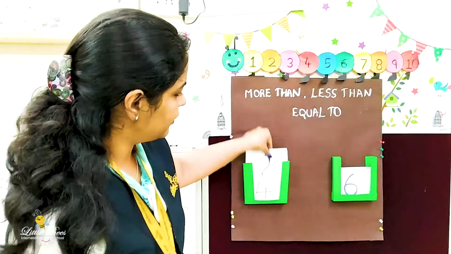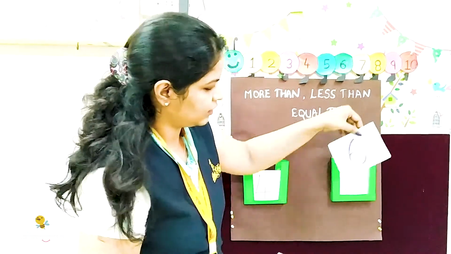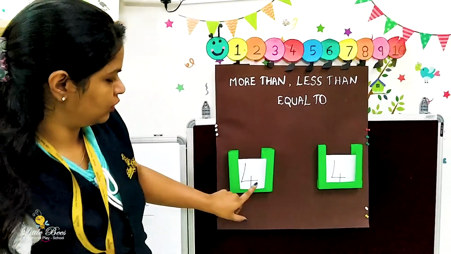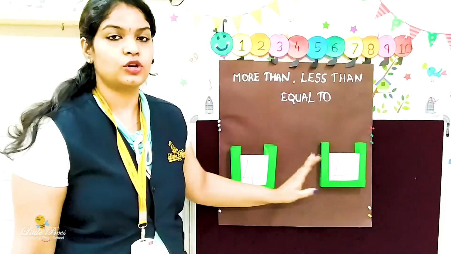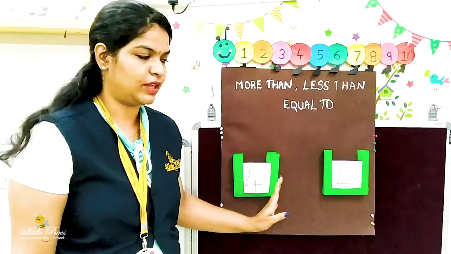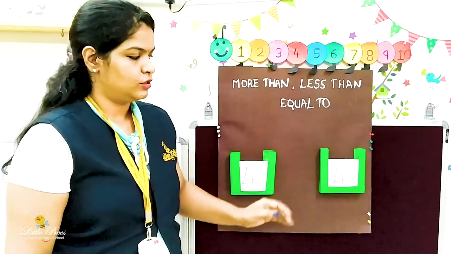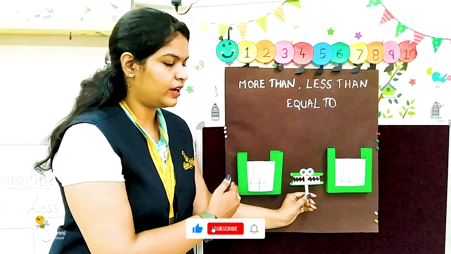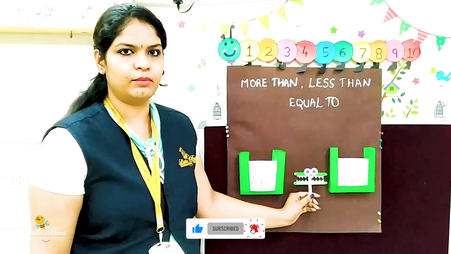Next we have, what number is next? Number 4 and 4. Both the numbers are same. They both are equal. So we will put the crocodile like this. So 4 and 4 are equal in number.